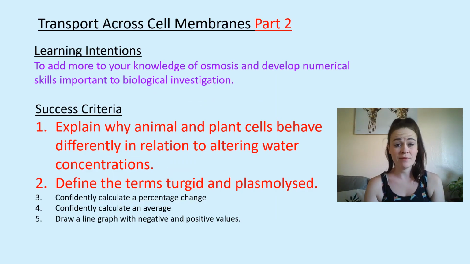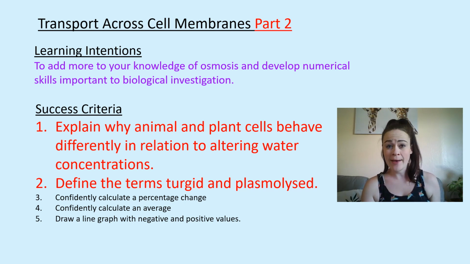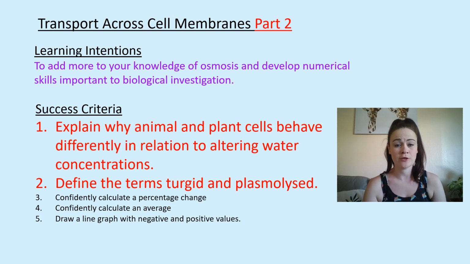So the point of this mini little PowerPoint is to look at the differences between animal and plant cells and how they behave in changing water concentrations. So something happens to an animal cell when you put it into pure water, and it's actually different from what happens to a plant cell if you put it into pure water. And there's a few new terms we'll come across. Two you've probably not heard before are turgid and plasmolysed. And the point of this is to just get familiar with both of them.